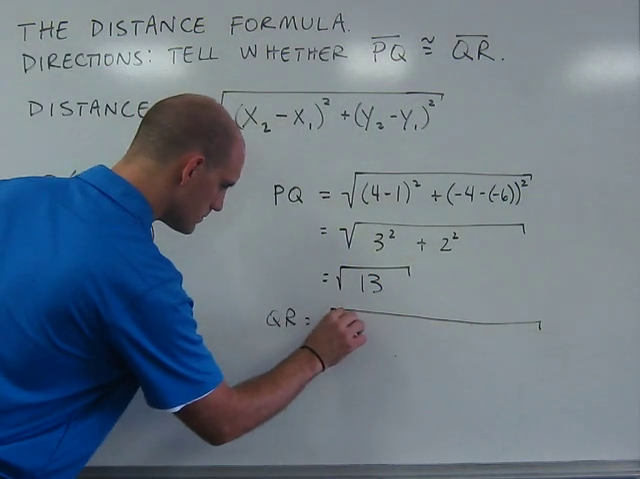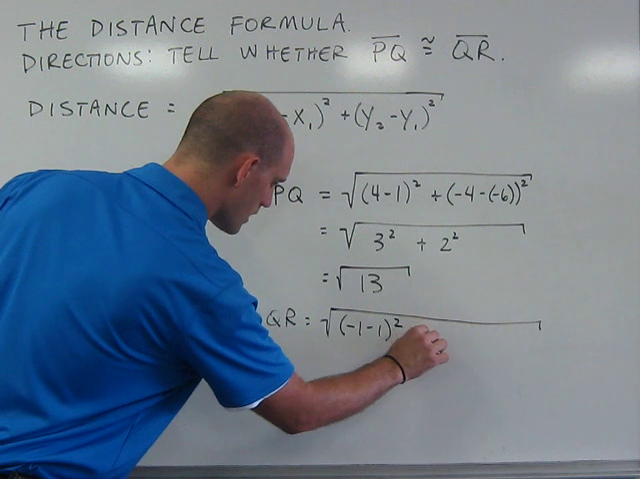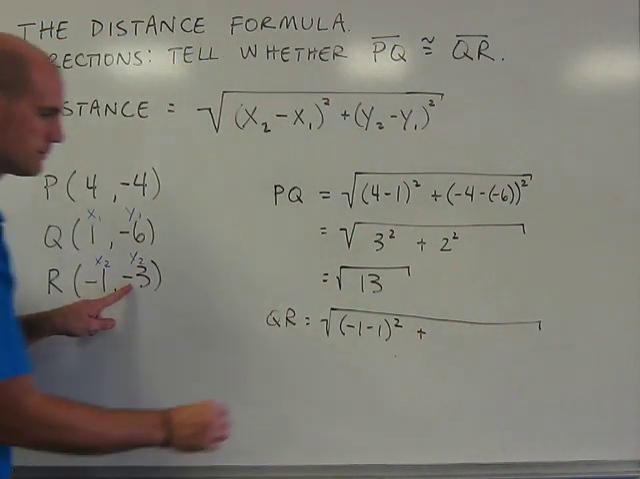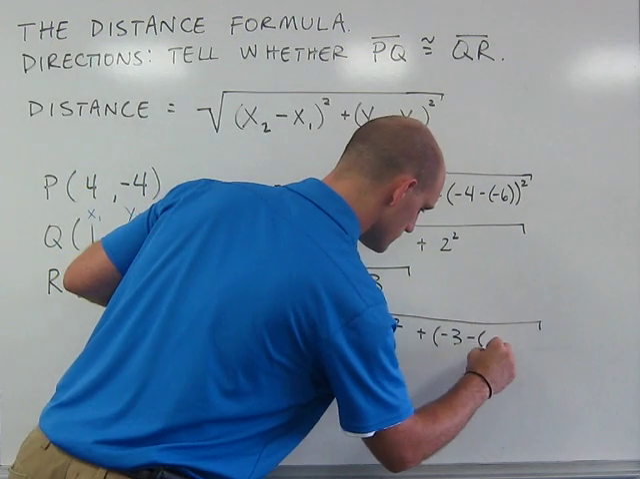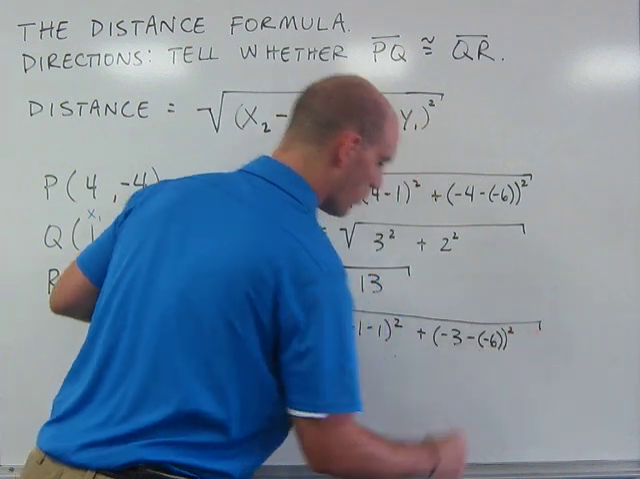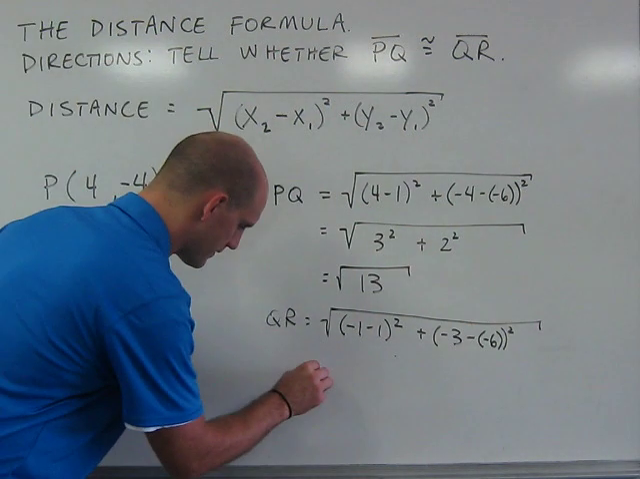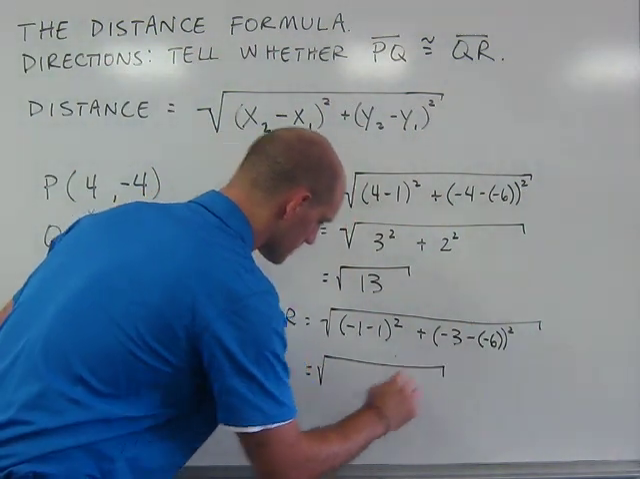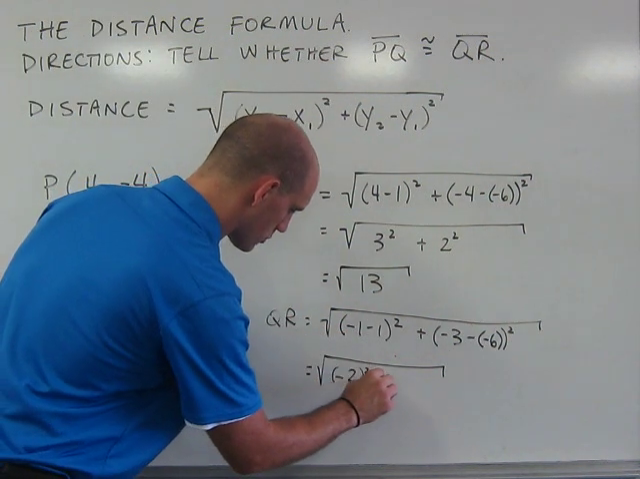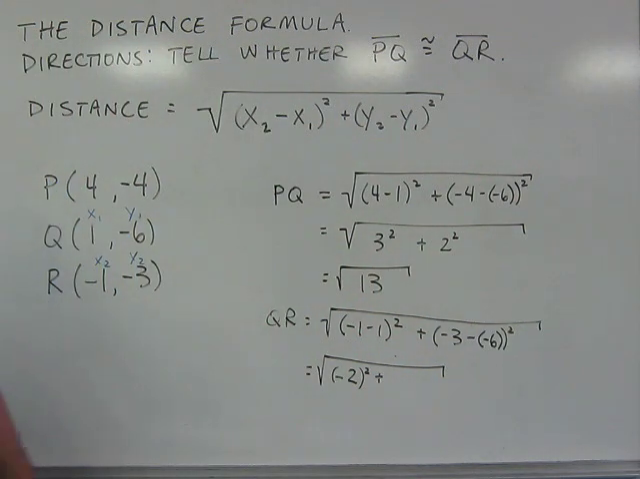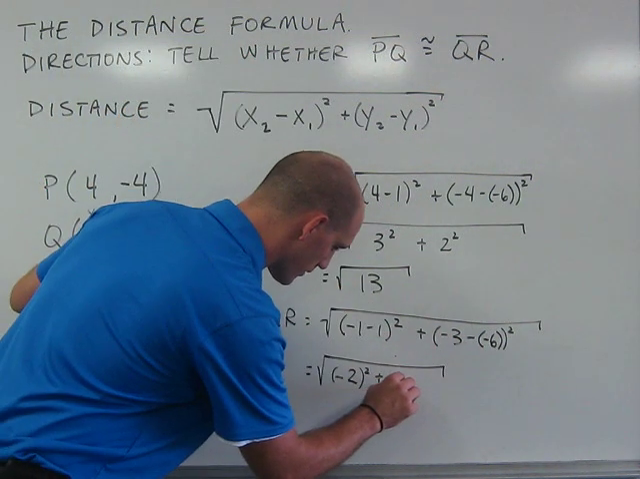x2 minus x1 squared plus y2 minus y1. Once again, I am careful to keep my negative sign straight so as not to get confused. Now I can simplify. Negative 1 minus 1 is a negative 2 squared. A negative 3 minus a negative 6 is the same as negative 3 plus 6, or 3 squared.